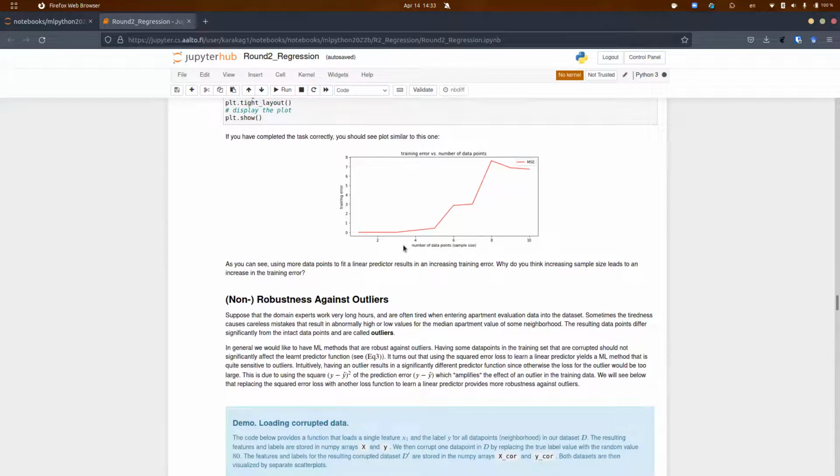Because with one data point, we can just learn that data point. There are infinite lines that can pass through a single data point, so we can always fit a single data point.